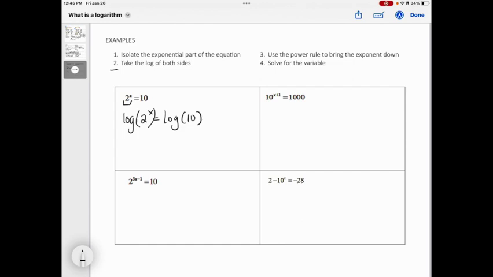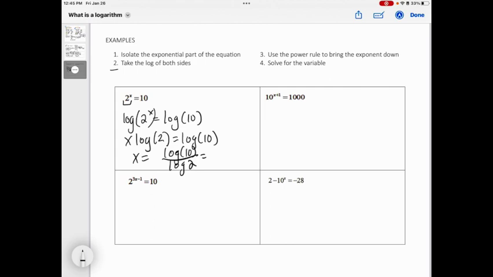So now that we took the log of both sides, we can use the properties of logarithms to solve for the x. Using the power rule, I know that I can bring that x down in front. So now, the only thing left to do is to divide both sides by log of 2. This is what you need to put on your calculator to find the final answer.